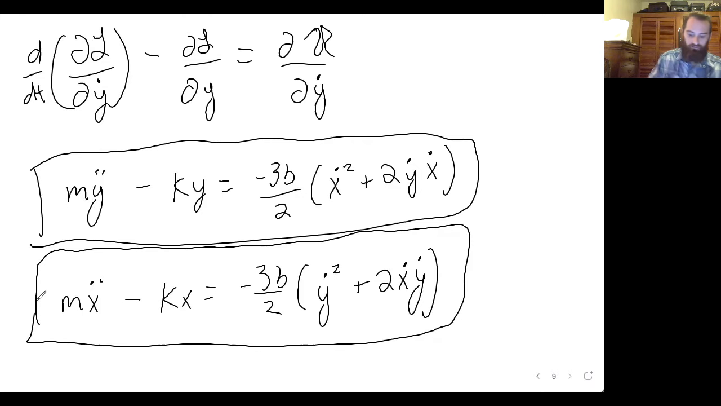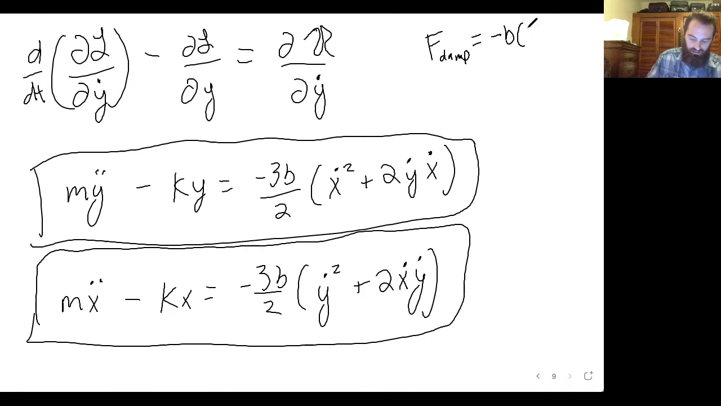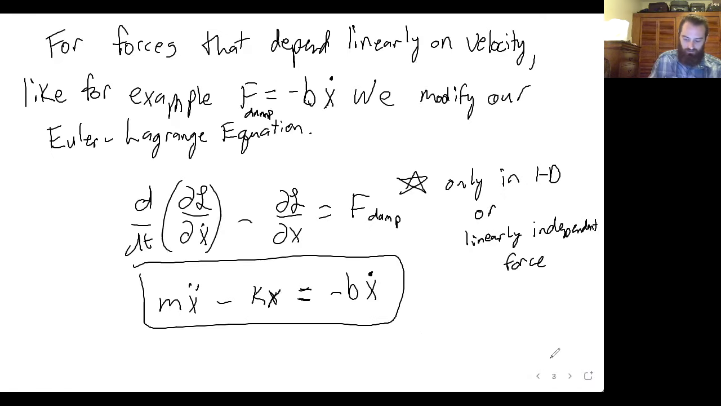But anyways, the whole reason for doing this exercise was showing that the dampening force that we had assumed back here, which was negative b x dot y dot in the i hat, plus 2 x dot y dot in the j hat, is not the term that is going into the right hand side of this equation. So when I said very early on that you could just plug in the dampening force here, that really only applied because we were doing stuff in one dimension, or because our force was linearly independent in that direction.